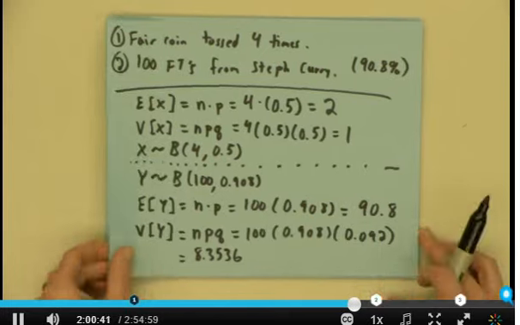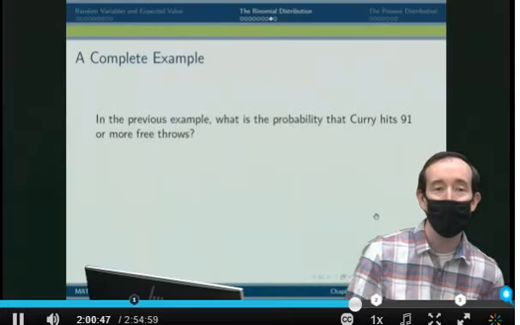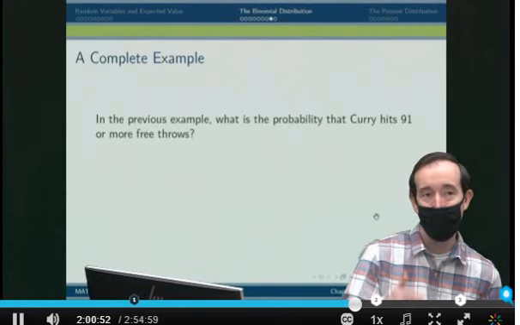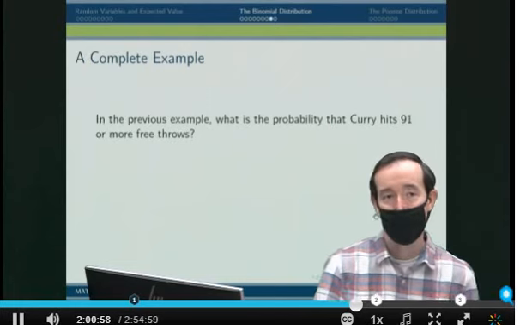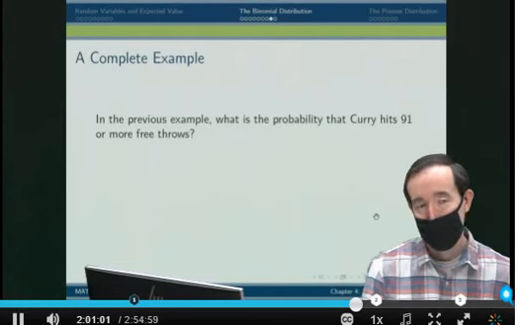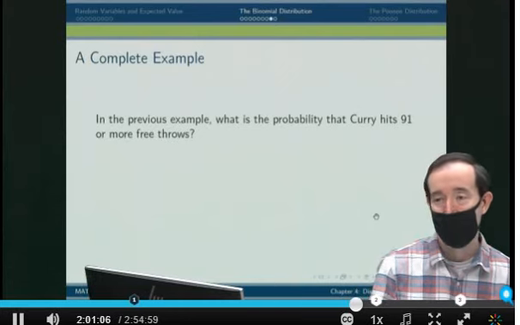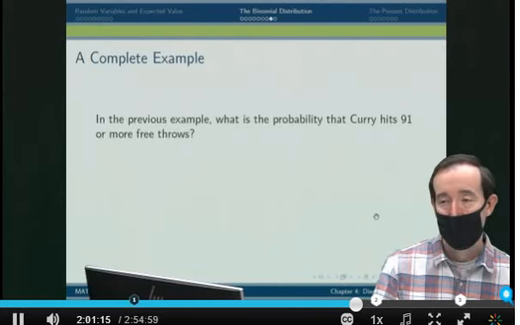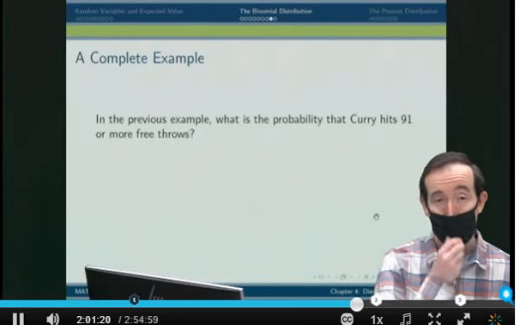Now, here's an interesting question that is often asked. What if I'm looking at the Steph Curry situation, and I want to know what's the probability he hits 91 or more free throws? Right? I want to know, is he going to hit enough to start raising his average? You need to hit 91 or more to do that. Well, I can compute the probability that he hits 91, and the probability he hits 92, and the probability he hits 93, and so on, all the way up to 100, and add those numbers up. How many would that be? That'd be 10 different numbers to add together.